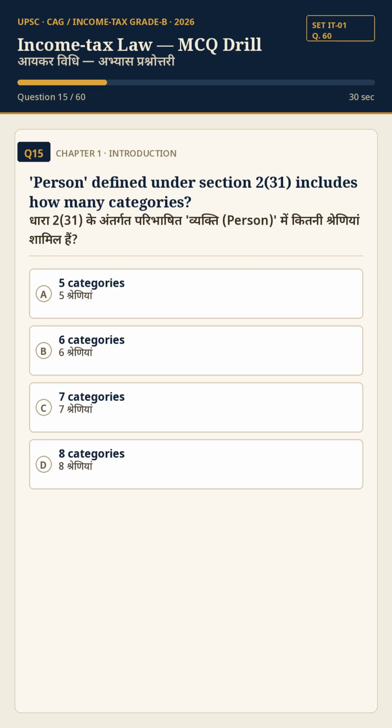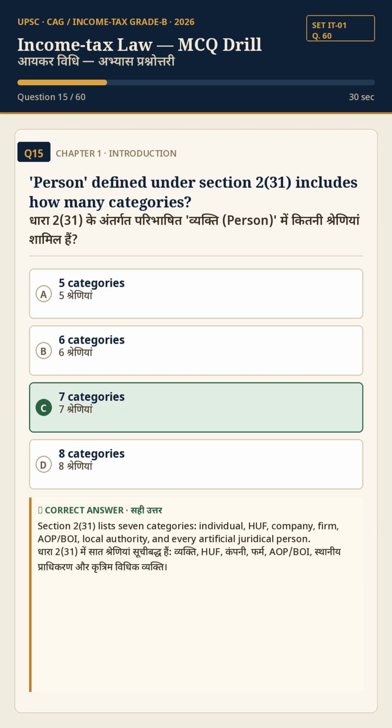Question 15. Person defined under Section 2(31) includes how many categories? Option A, 5 categories. Option B, 6 categories. Option C, 7 categories. Option D, 8 categories. The correct answer: Explanation. AOP/BOI, local authority, and every artificial juridical person.